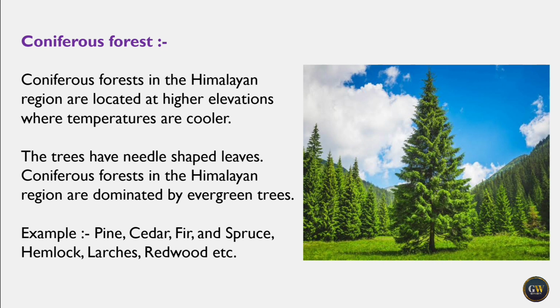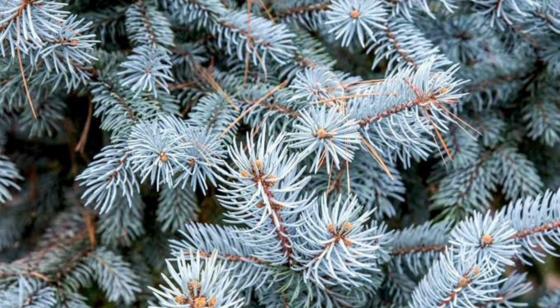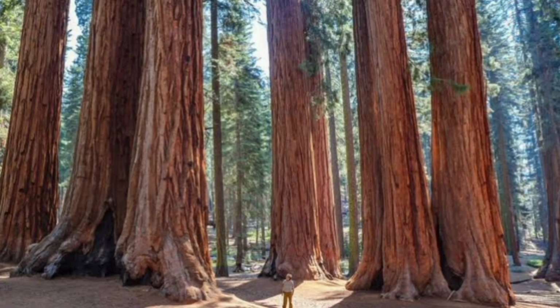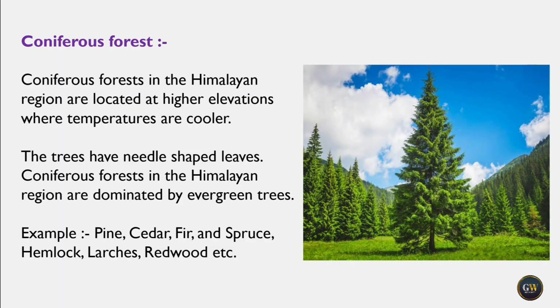In the tropical deciduous forest, we have the broad leaves, but in the coniferous trees, we have the needle-shaped leaves. The coniferous forests in the Himalayan region are dominated by evergreen trees. For example, the pine, cedar, fir and spruces, hemlock, larches and redwood. So these are the vegetation of the coniferous forest, and these are the trees of this coniferous forest. They do not shed their leaves once in a particular year, but they are evergreen forest.